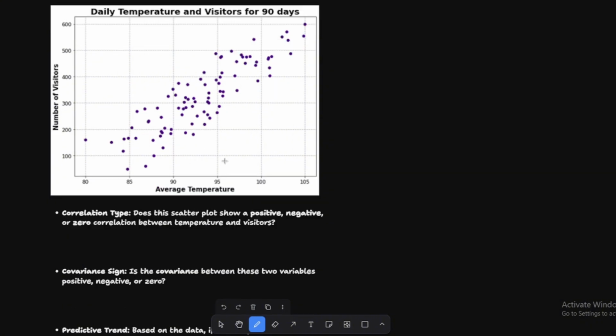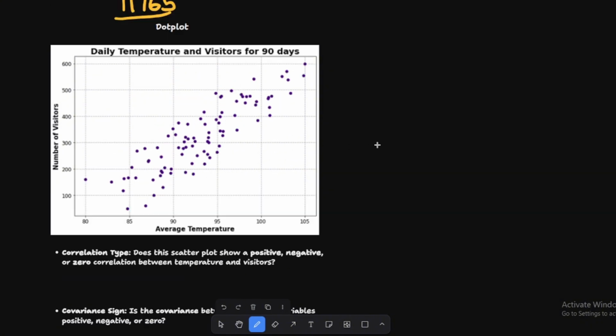dot plots. So here we can see a dot plot for daily temperature and visitors for 90 days. A dot plot is used to represent two separate parts or two separate dimensions. So we have a y and an x, and it's used to basically display some sort of correlation or relationship between two variables. So before we start analyzing this data, we'll start by drawing something called a best fit line. And a best fit line goes through your data so that 50% of the values are above it and 50% of the values are below it.